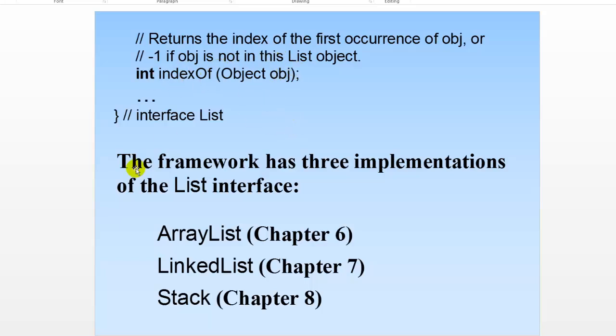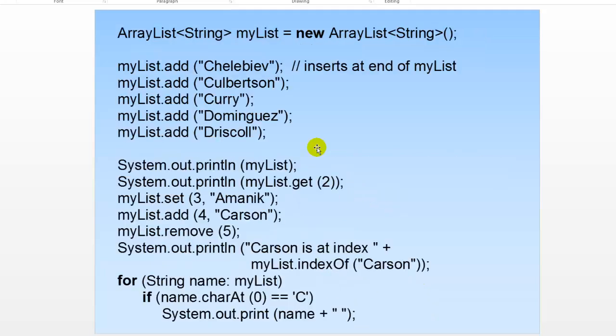Also indexOf. So the framework has 3 implementations of the list interface. The Java Collections Framework, JCF, has 3 implementations of this list interface we just learned about. So we have ArrayList, which we focus on in Chapter 6, LinkedList, which we focus on in Chapter 7, and we also have Stack, which is in Chapter 8.